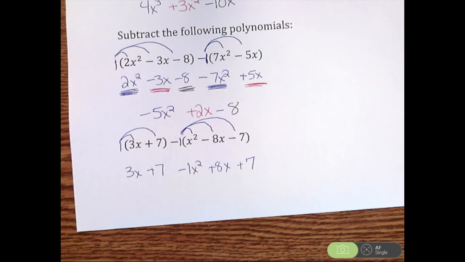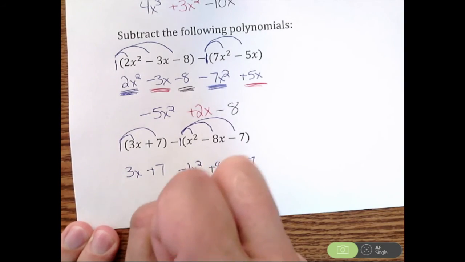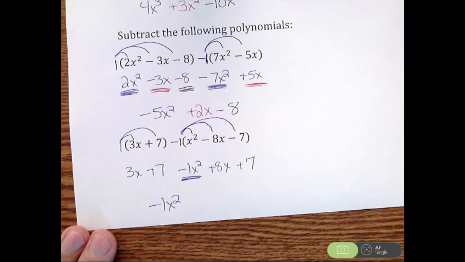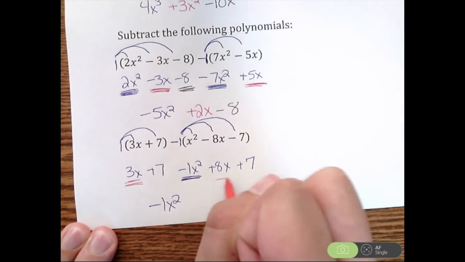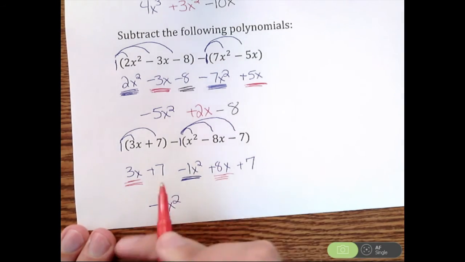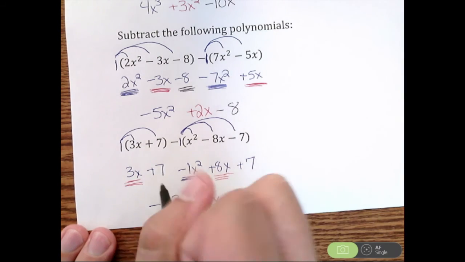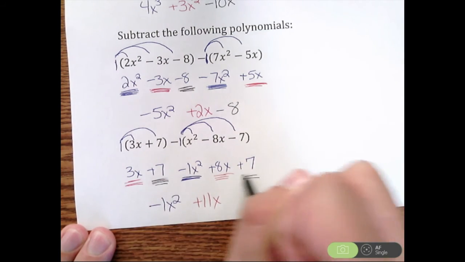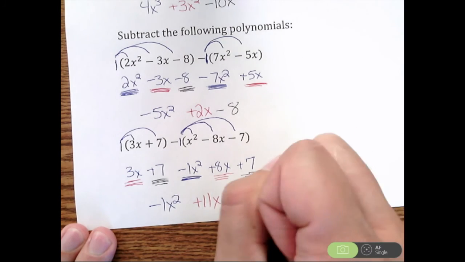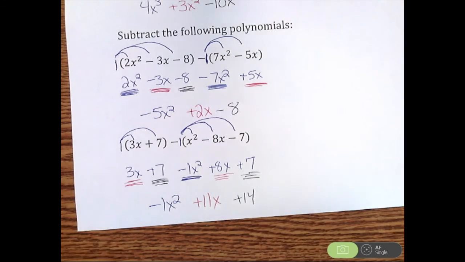Again, go through, start with the highest power, work your way down. Highest power I see there is x squared, negative 1x squared. Well, that just becomes negative 1x squared. 3x and 8x. 3x plus 8x, 3 plus 8 is 11x. And then finally I have 7 plus 7, which is 14. And that is adding and subtracting polynomials.